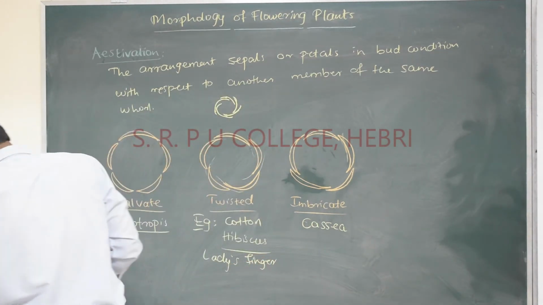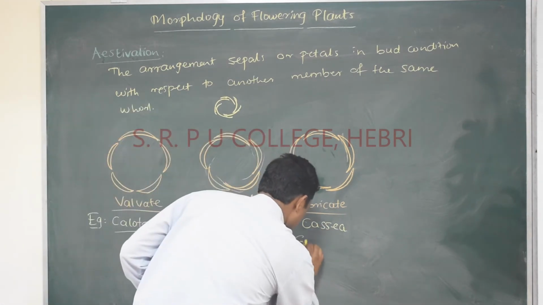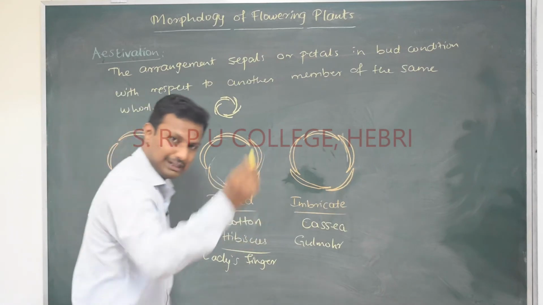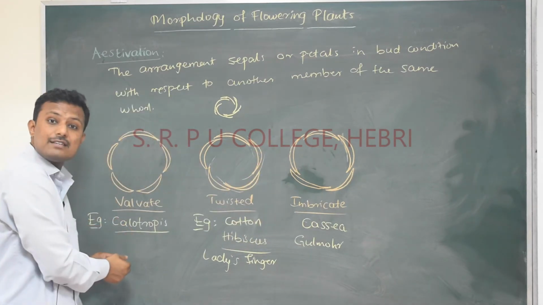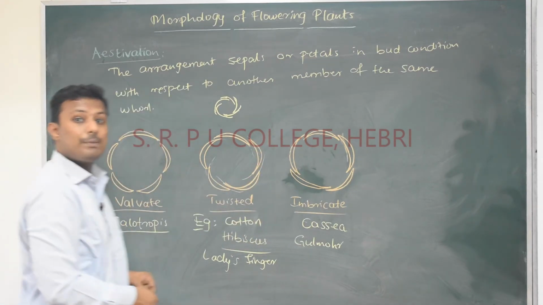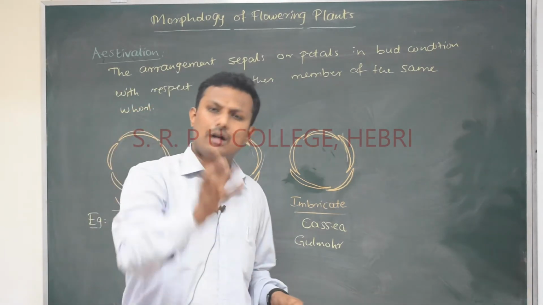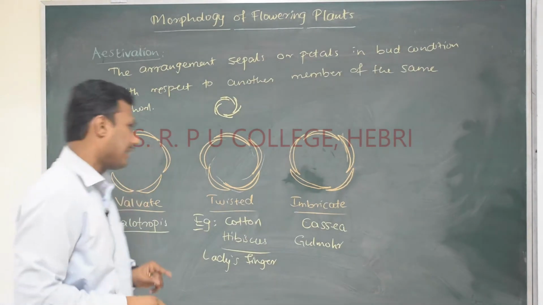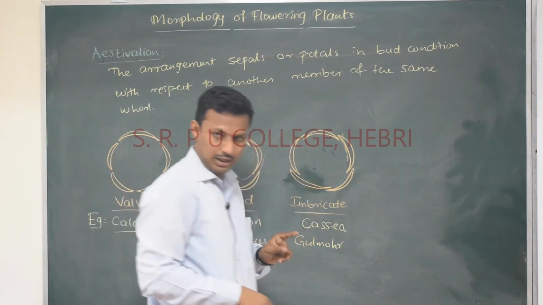And here another example for this one is gulmohar. Gulmohar, mayflower, as it is known, and I have also given the example of calotropis before. Calotropis is the example, which in Kannada we call as Ekke gida. That is the example for valvate one. So imbricate aestivation, I hope you have understood.